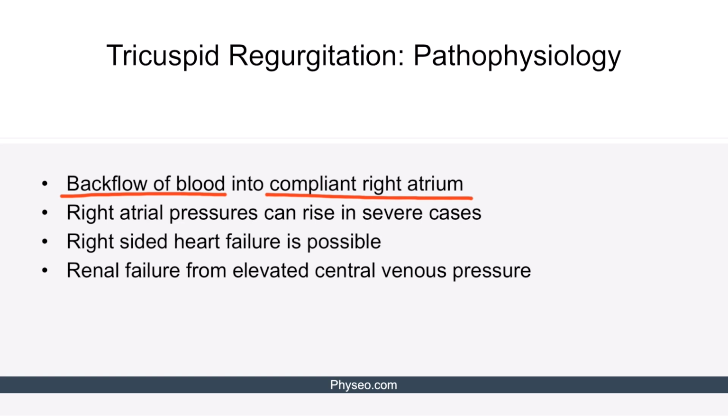This backflow goes into a very compliant right atrium and most often does not cause further hemodynamic changes. However, if tricuspid regurgitation is severe enough, right atrial and venous pressures can rise and cause congestion, leading to manifestations of right heart failure. Elevated central venous pressures have been shown to lead to renal failure, as increased renal venous pressure results in decreased glomerular filtration rate.